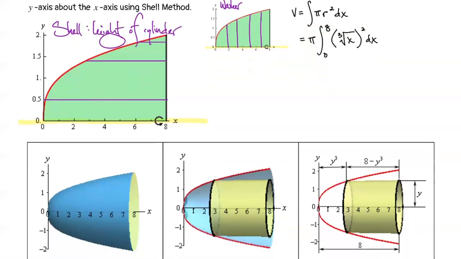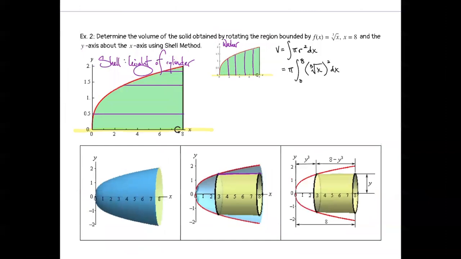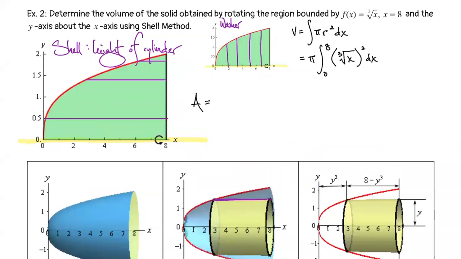In fact, we can see in the diagrams below, this is one of the purple lines, and it is indeed the height of a cylinder. The height of a cylinder is always the distance between the top and bottom parts of the cylinder. Now, as soon as I see shell method, I'm also thinking my area is going to be 2 pi rh. Someone tell me why I'm using area equals 2 pi rh instead of pi r squared.